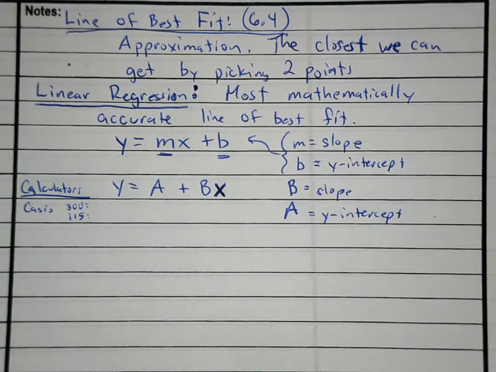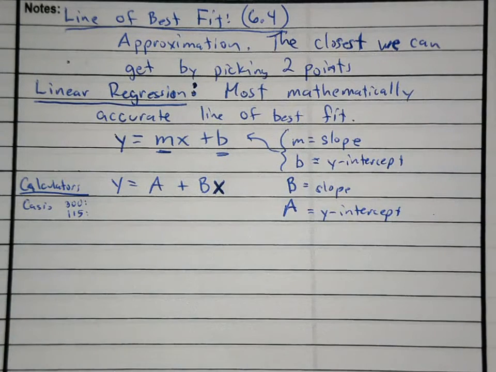So I have to teach you that big B is your slope and little a, or big A, is your y-intercept for our calculator. That's the hardest part. Okay?